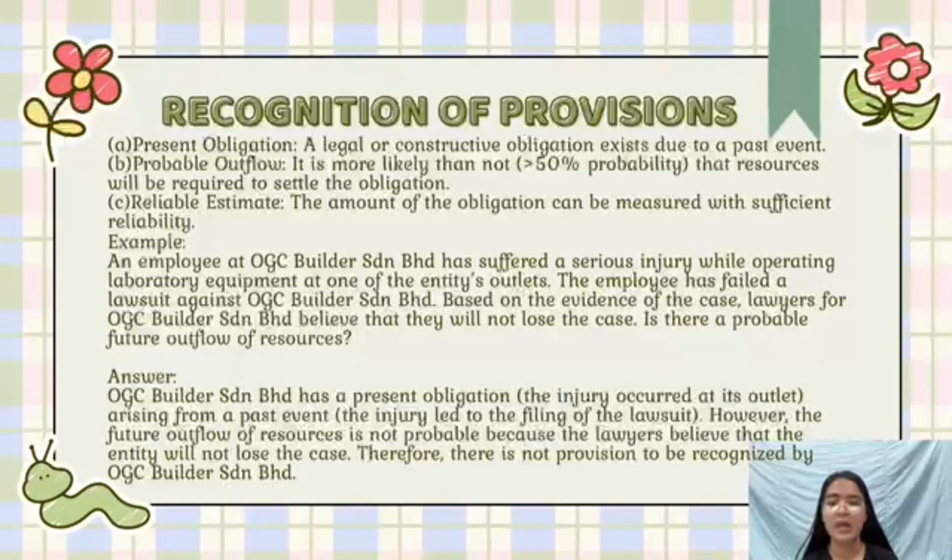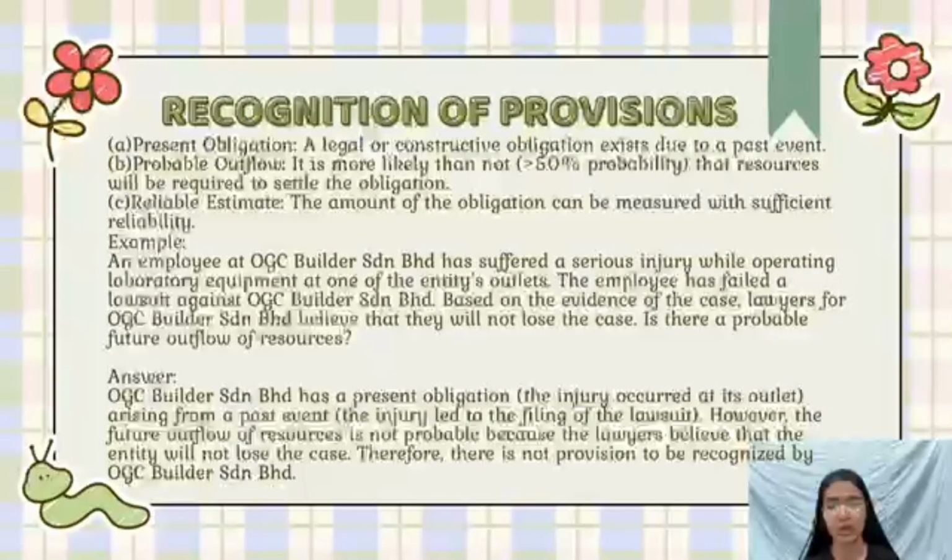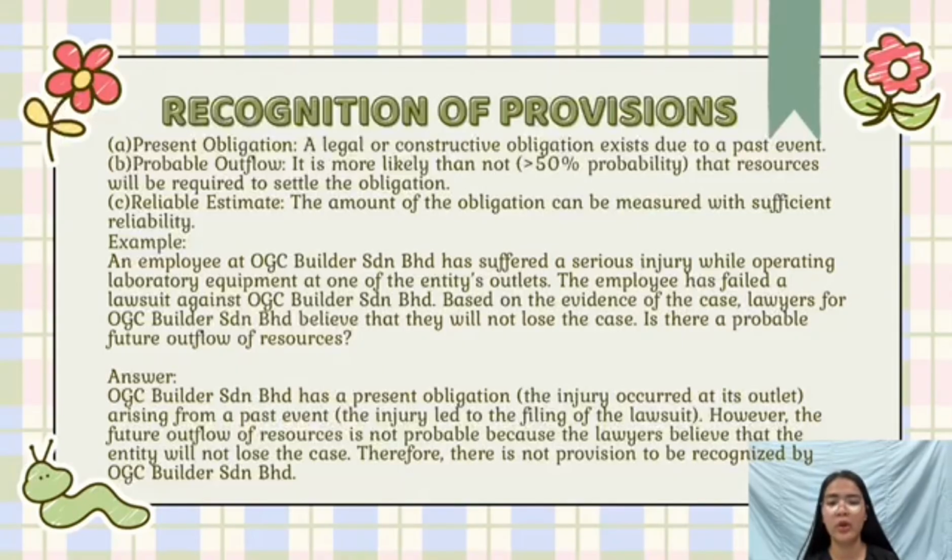For example, an employee at OGC Builder Sendirian Berhad has suffered a serious injury while operating laboratory equipment at one of the entity's outlets. The employee has filed a lawsuit against OGC Builder Sendirian Berhad. Based on the evidence of the case, lawyers for OGC Builder Sendirian Berhad believe that they will not lose the case. Is there a probable future outflow of resources?